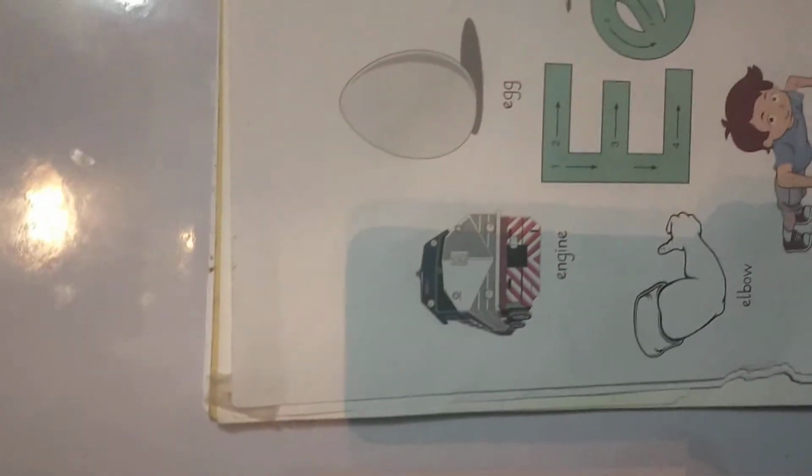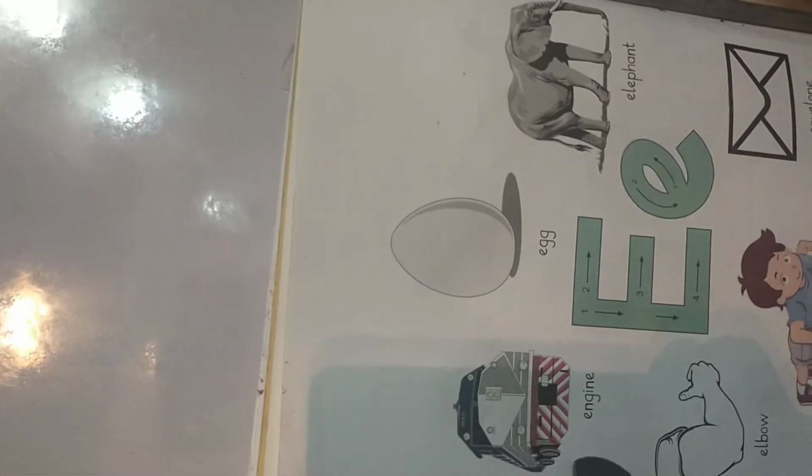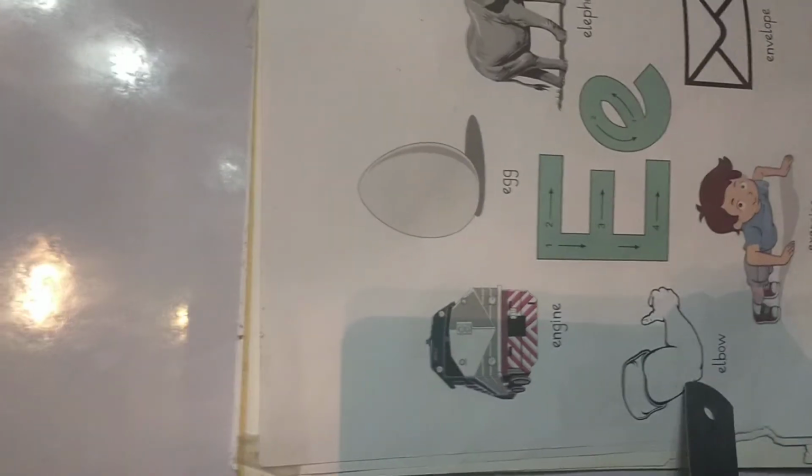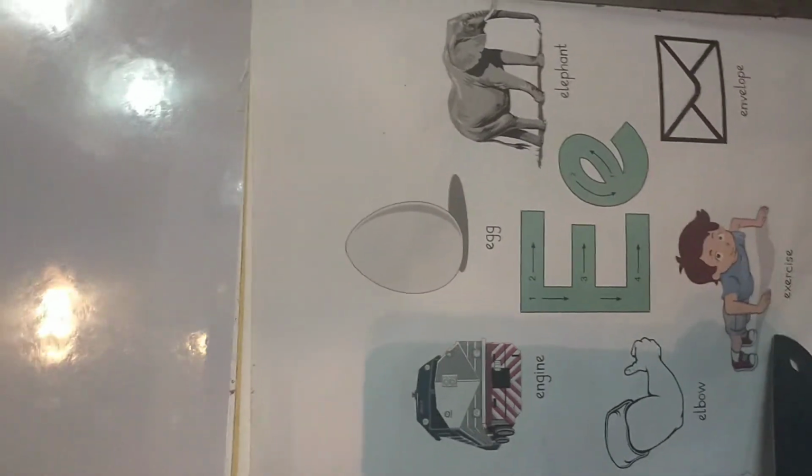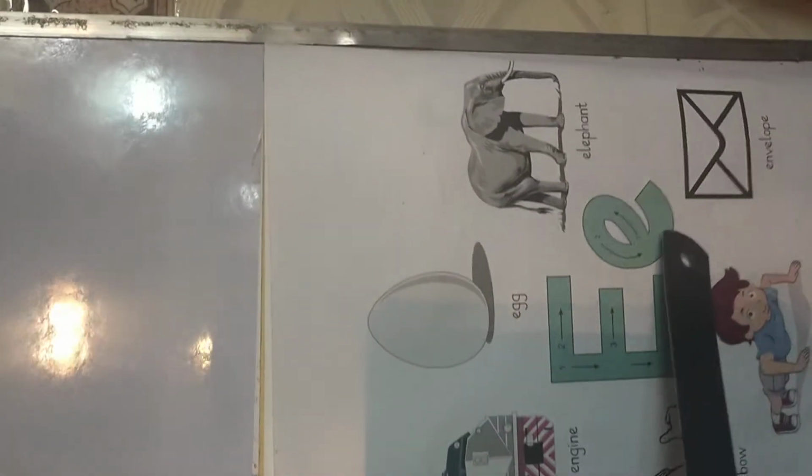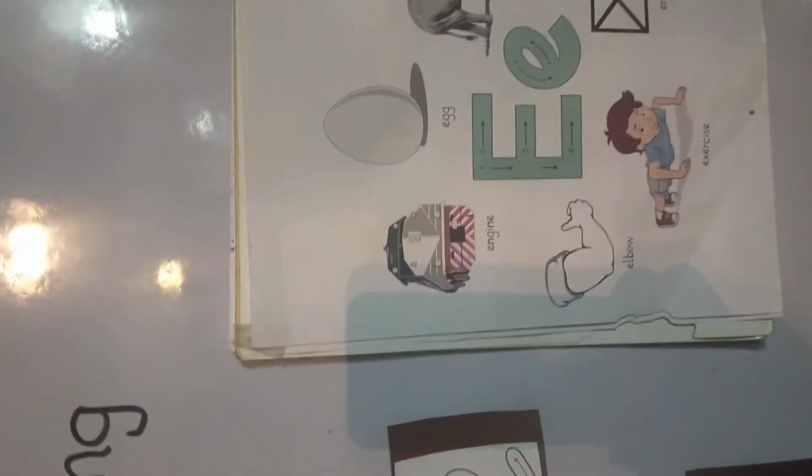Now we will come towards its vocabulary. E is for engine, E elbow, E exercise, E envelope, E elephant, E egg. Let's come towards sight words.